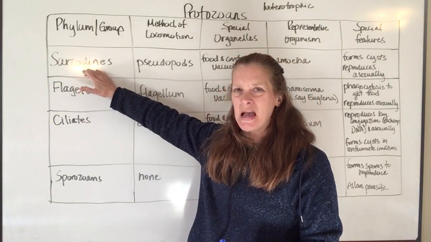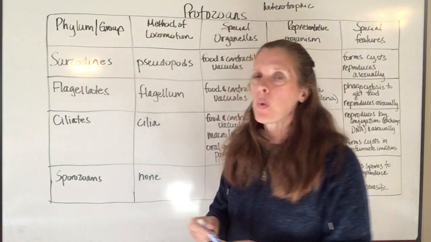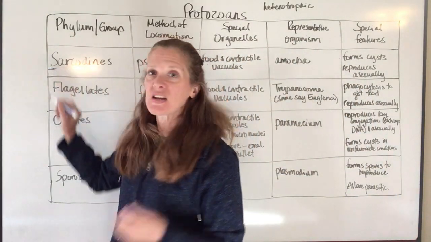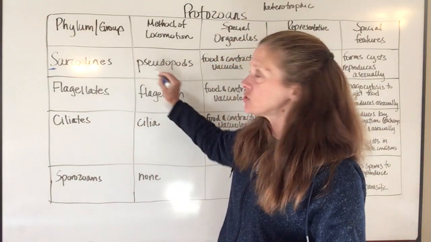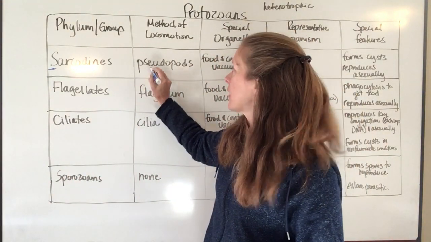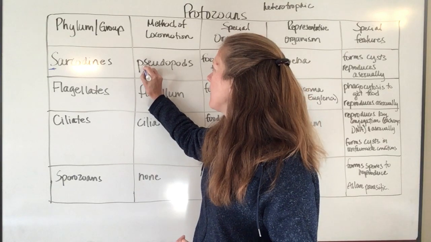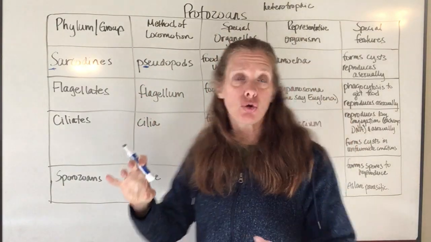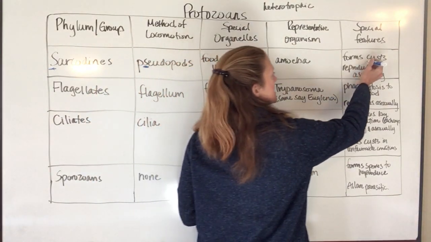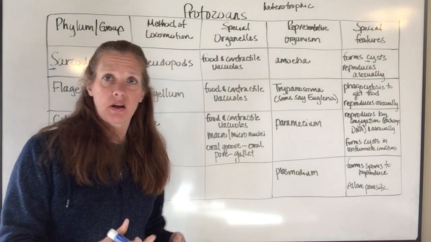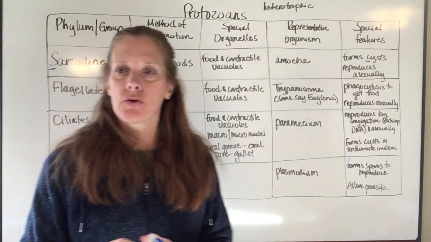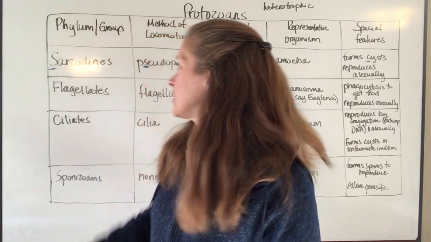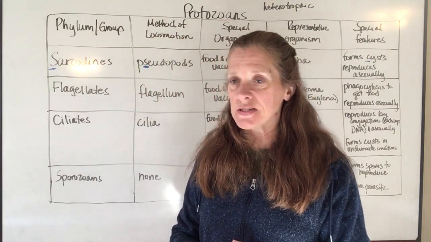The Sarcodines is kind of an odd name for these, but the way that I remember this is that Sarcodines starts with a S sound, and pseudopods, even though it starts with the letter P, that P is silent, and that also starts with a S sound. So Sarcodine, pseudopod, and the word cyst also starts with a S sound. And so you can kind of associate all those S sounds together when you're trying to remember some of the characteristics of the group of Sarcodines.